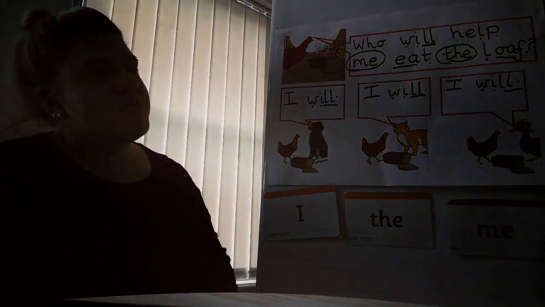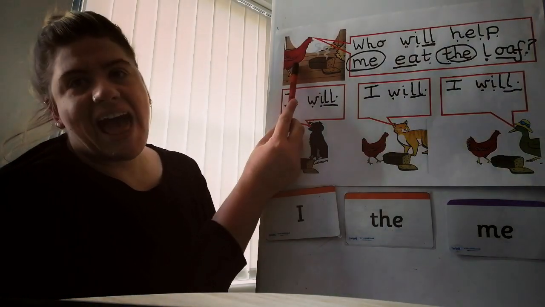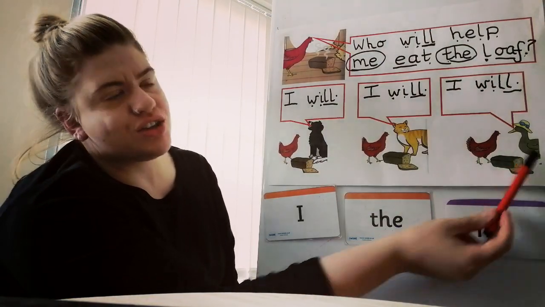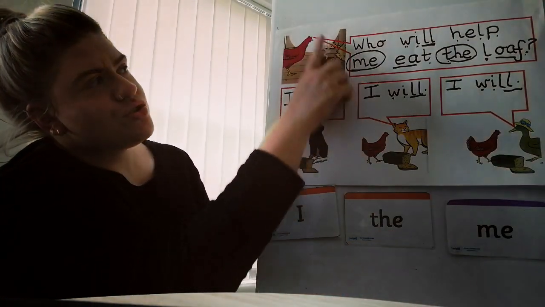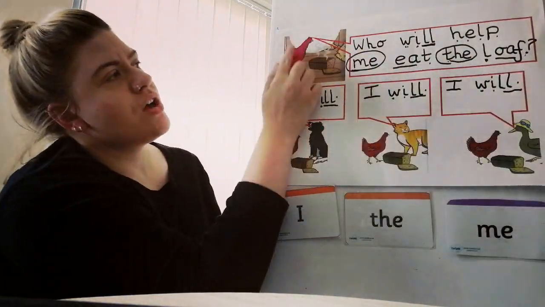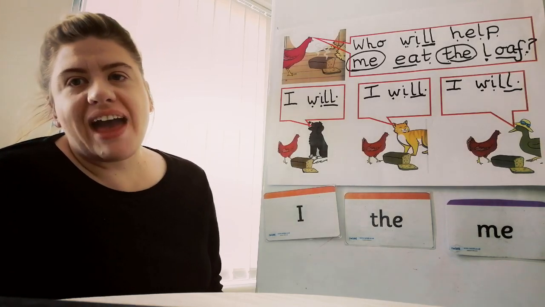So what you could do yourself is you could go away and get a piece of paper and draw the characters in the story. You could draw a hen, a dog, a cat, and a duck, and then ask a grown-up to help you draw some speech bubbles coming from the characters' mouths, and decide what they are saying.